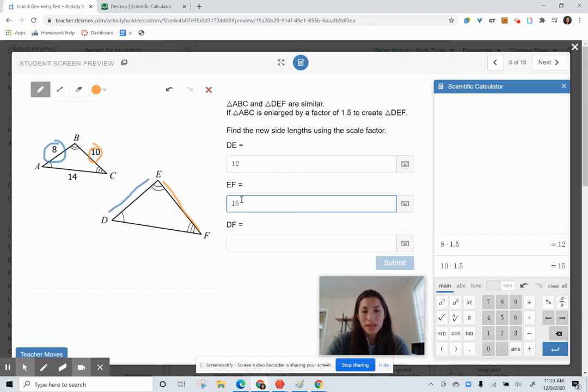And then our final side, we are going to take our 14 and we're going to multiply it by 1.5. And that's going to give us 21. And that's because these two sides, I'll highlight them red, these two sides are in the same relative position and match up with each other.